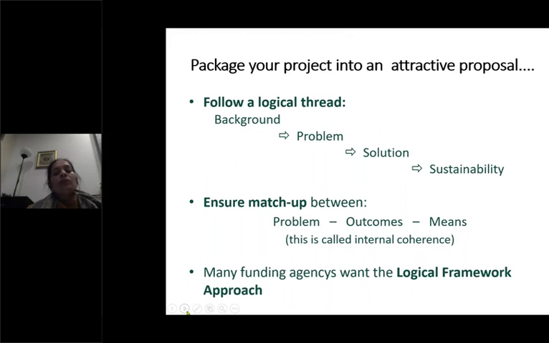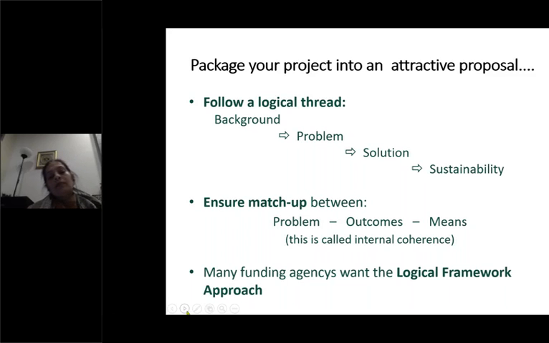And package your project into an attractive proposal. It means that on the face of it, it should be, yes, this is a good proposal. And it should be a logical thread, a logical sequence, with a properly designed background, and depending upon the background you formulate the problem.